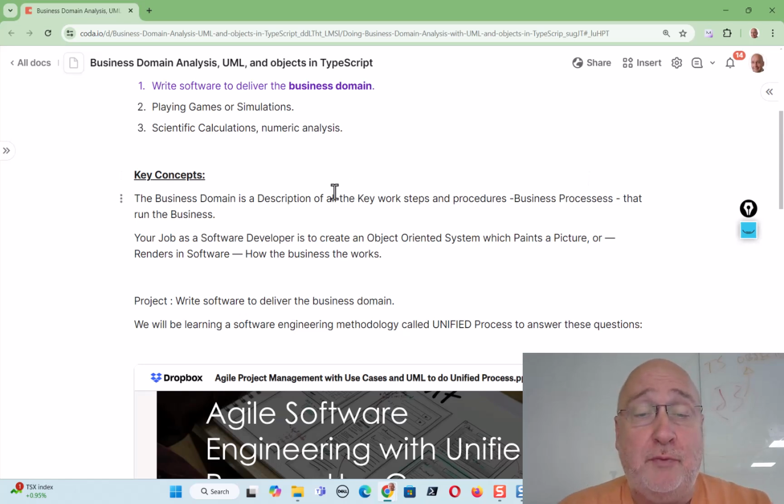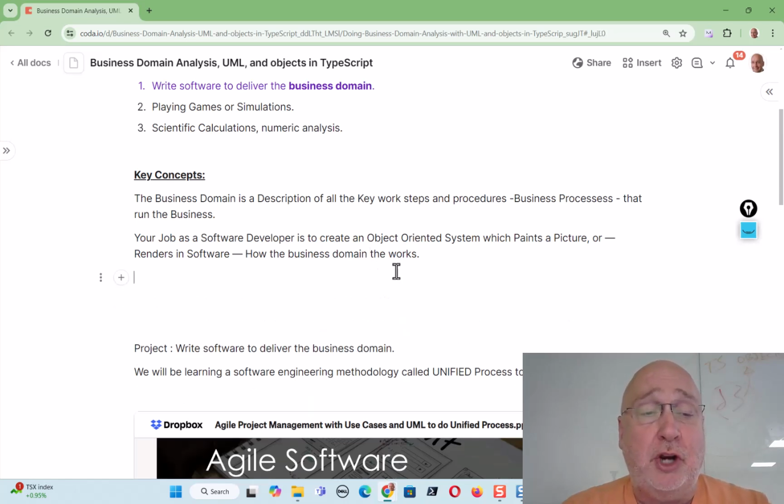Your job as a software developer is to create an object-oriented system which paints a picture, renders in software how the business domain works. And then, as we experiment with changing things in that simulation, we can learn about and optimize our business operation. That's how SAP, for example, enterprise domain simulation softwares like PeopleSoft or JD Edwards, that's how they work.